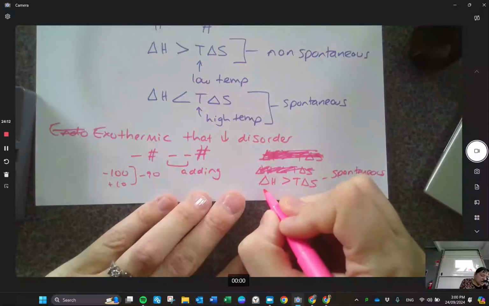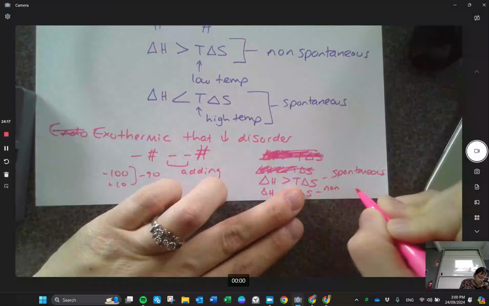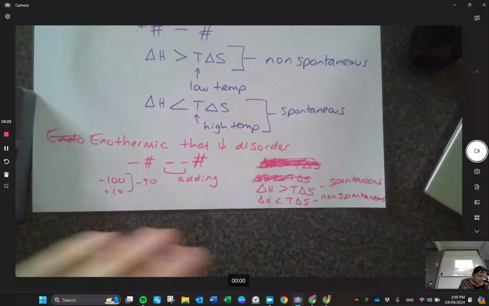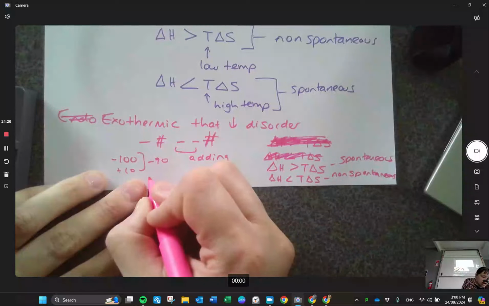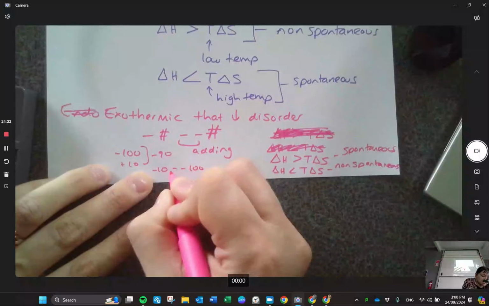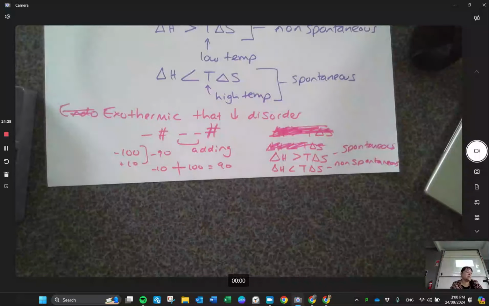All right. If it's the other way, so my delta H is less than T delta S, then that's going to be non-spontaneous. Running out of space, non-spontaneous. So say, for example, let's say I flip those numbers around. I have negative 10 minus a negative 100. So that's actually adding it. And in this case, I would have 90. So positive would result in non-spontaneous. When in doubt, just plug in some imaginary numbers. That's what I always do. So there is no calculation for this, but you can plug in imaginary numbers if that helps you out.